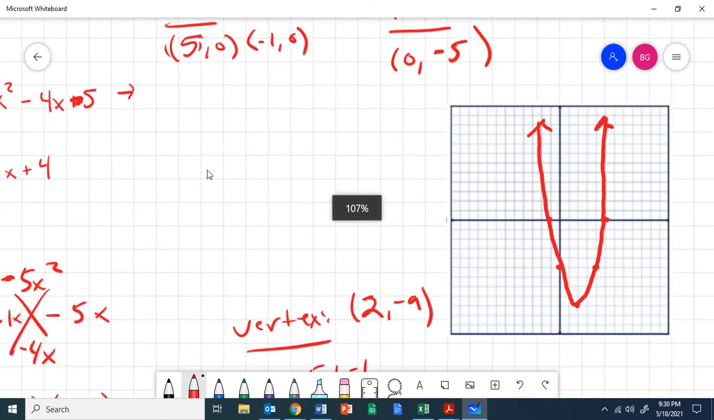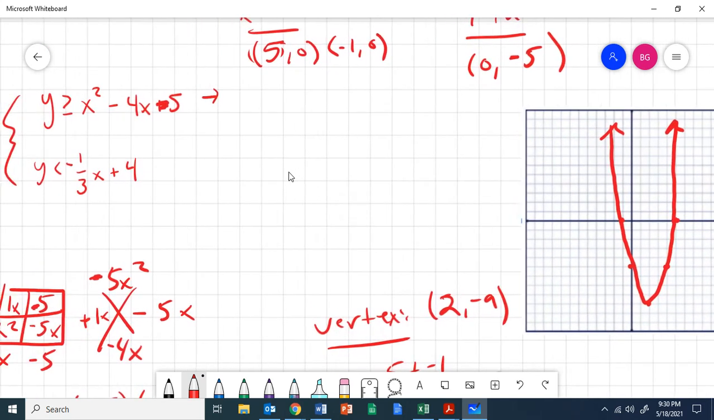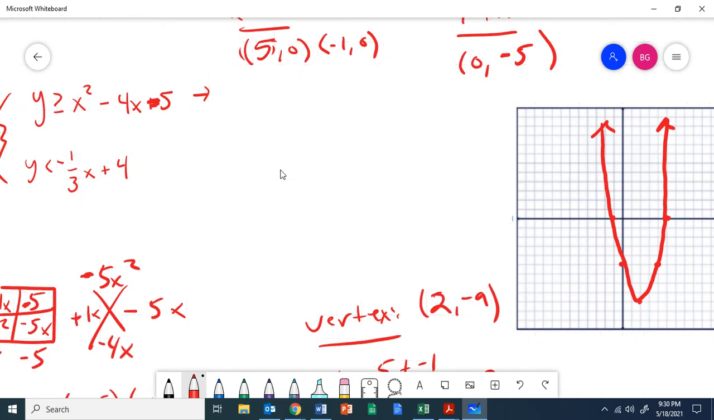Now, this one's a little bit different here. We have a linear one as well. So we also need to graph this. I'm going to graph these before I do any shading here. So this is like we did before. We're going to go up to positive 4, graph that point.